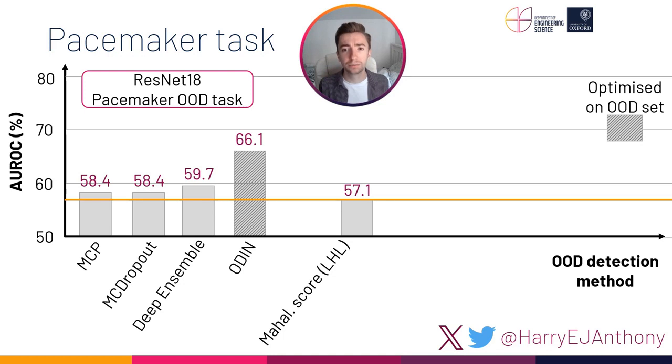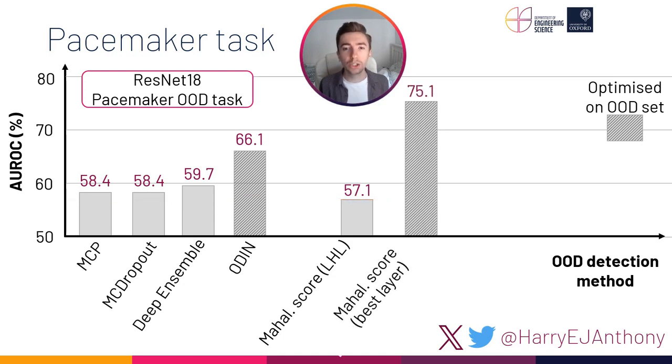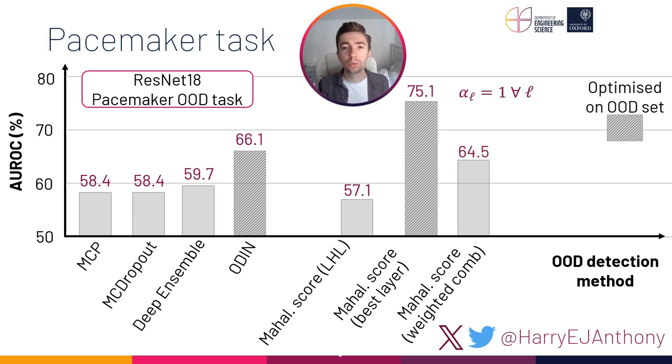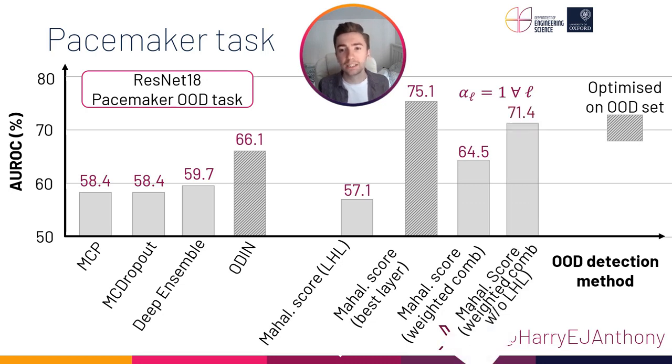potential. For example, if we apply this on the best layer of the network, we get a huge improvement in out-of-distribution detection. However, it's not possible to know what the best layer to apply Mahalanobis score is for an unknown out-of-distribution artifact ahead of time. So this performance is unattainable. However, if we use a weighted combination of the layers, we do get an improvement. Here we've used an equal weighting for the layers, from our discussion earlier about weighting layers being misguided.